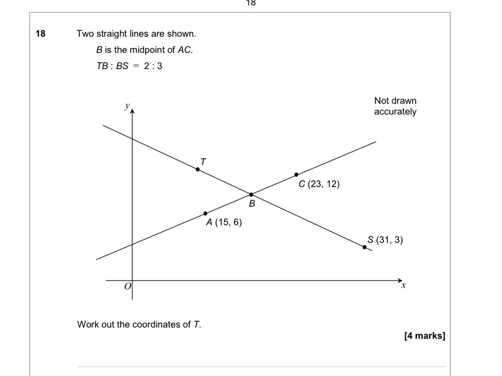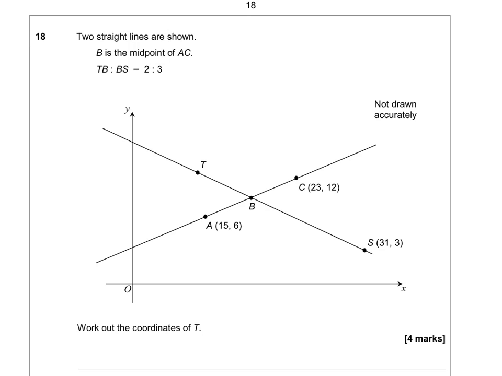Question 18. Two straight lines are shown. B is the midpoint of AC, and the ratio of TB to BS is 2 to 3. Work out the coordinates of this point here, T.